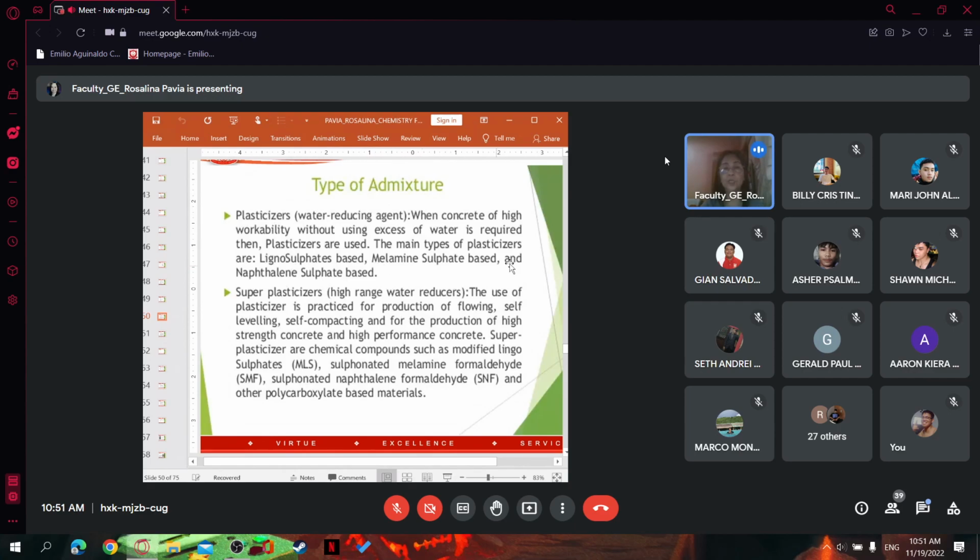So take note of the types of plasticizers that you are going to use, whether it is for plasticizers or for superplasticizers. For superplasticizers, we have what you call the high range water reducers. The use of plasticizer is practiced for production of flowing, self-leveling, self-compacting, and for the production of high-strength concrete and high-performance concrete. So take note what specific admixture you are going to add for a specific application.